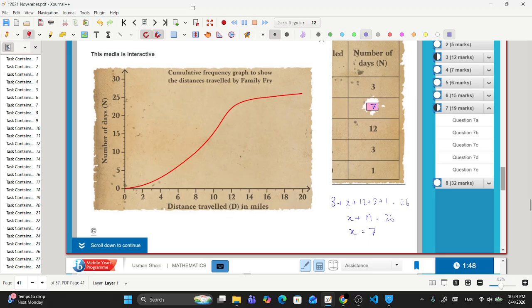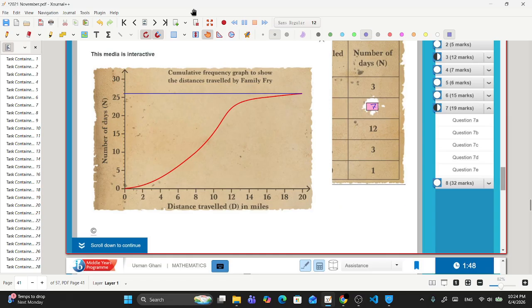Because if we were extrapolating the graph from here, like this, our answer was somewhere around 9 or 10. But logically, what we should have done is taken the distance traveled in miles and the number of days in total. This is how the examiner confuses you. So x should have been the value of 7.